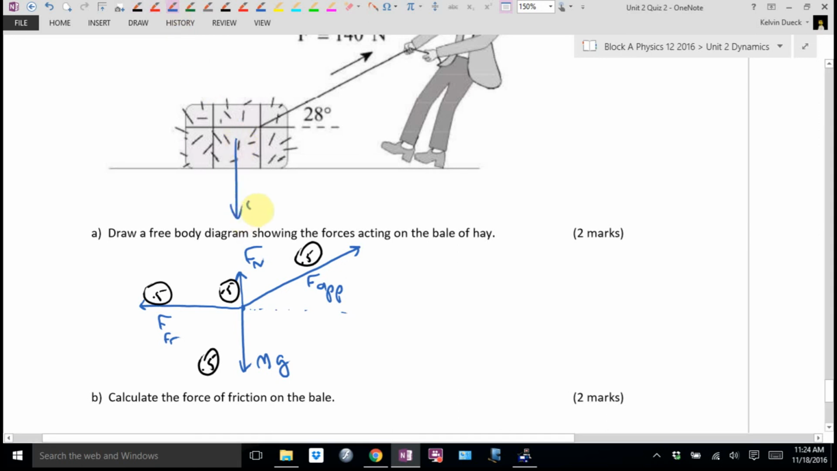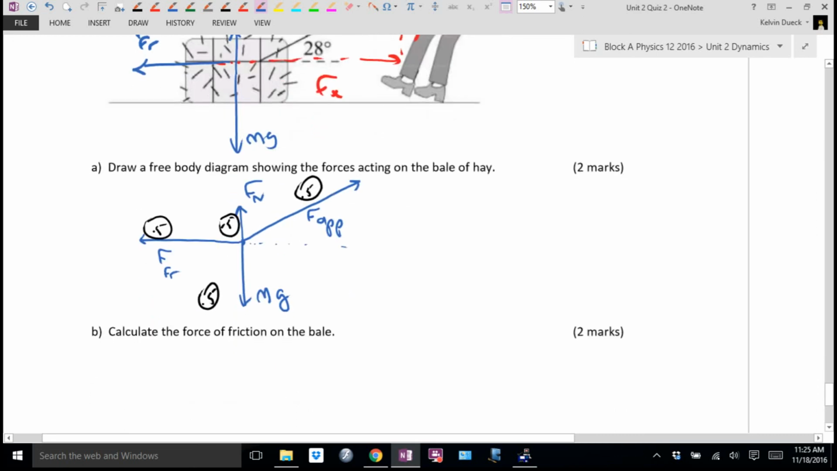I have gravity down, smaller normal force up. I have the applied, so it's going to be Fx, Fy, and friction. Okay, what did part B want me to find?